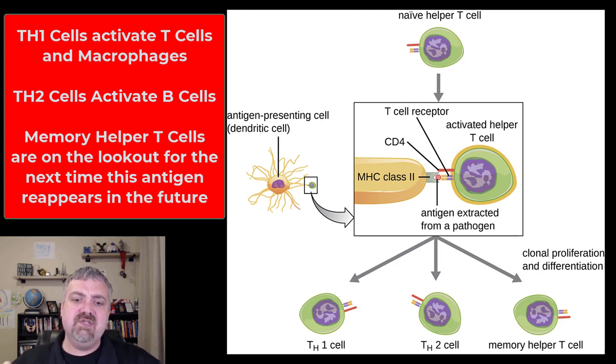So I don't make a huge deal out of this, but just so you know, the Th1 cells are going to be the ones that activate the other types of T cells, your cytotoxic T cells, and also cells like macrophages. So they're going to have those cell-mediated immunity related cells be activated. The Th2 cells are the ones that are going to activate your B cells to become plasma cells and make antibodies. And memory helper T cells are going to be there for the next time you see the same antigen. So the next time you're exposed to something, that's how we develop immunity. We have memory cells of all different types that are waiting to start this response more quickly the next time.